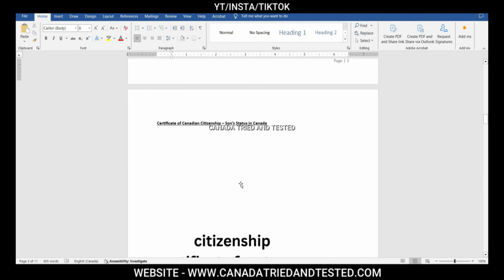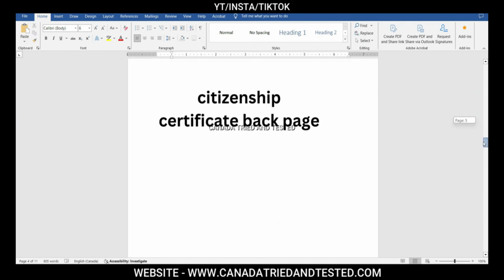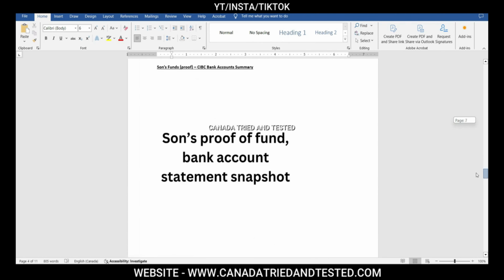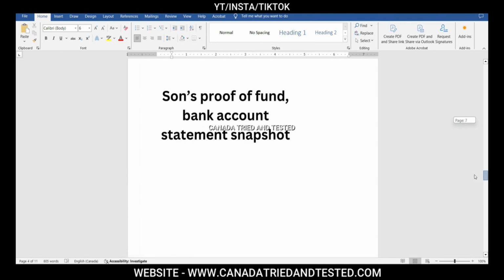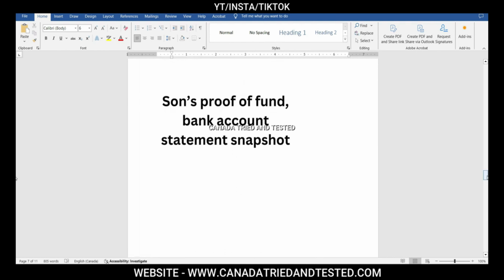The Certificate of Canadian citizenship will be attached here. If it is PR or work permit, that will get replaced here. So here's the citizenship front page, back page, and then birth certificate, followed by proof of funds from the bank account statement. And you can take a statement snapshot: just open your bank account in online banking and take a snip from the summary and paste it. That should do to show what your current proof of funds is. And this is the document which will go from you.